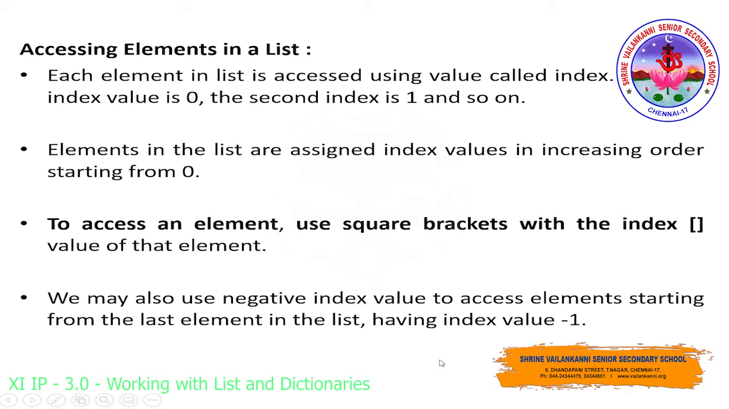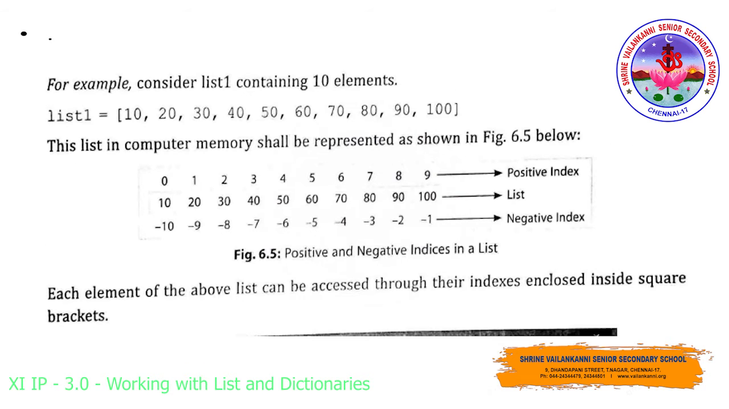So when we are indexing, we can make use of the positive index or we can make use of the negative index while accessing the elements. So it is possible to access the elements in two different ways. So let us see how this positive index and negative index can be assigned and how the elements can be accessed using the positive and negative index. Let us see this. So look at this example.